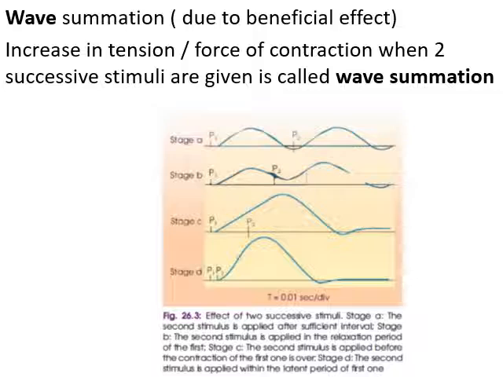Now, if before relaxation another stimulus is given, the calcium is already there, and some more calcium is released from the sarcoplasmic reticulum, which adds to the amount of calcium present inside the sarcoplasm around the contractile elements. So additional binding of actin-myosin interaction would occur, and there is an additional increase in contractile response and in force of contraction, or tension, which is the beneficial effect.